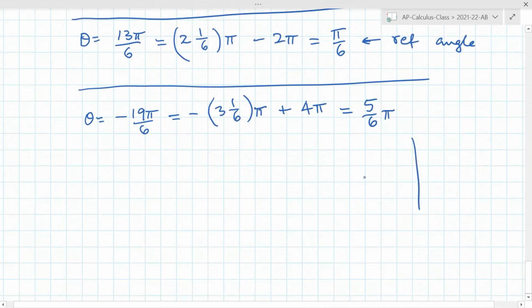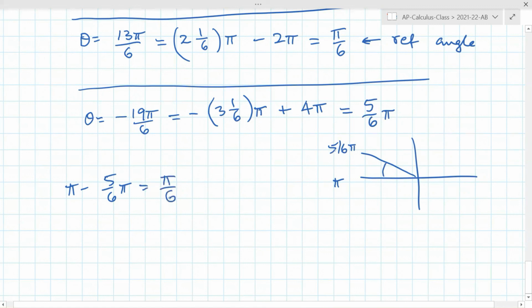Now 5/6 of a pi is close to pi, correct? So this is pi. 5/6 of a pi is somewhere here. So then I can subtract it from pi. So pi minus 5/6 of a pi. This is pi, right? And this is 5/6 of a pi. So their difference is this, which is pi over 6. So that is the reference angle. If it came out negative, then I would just make it positive for the reference angle.